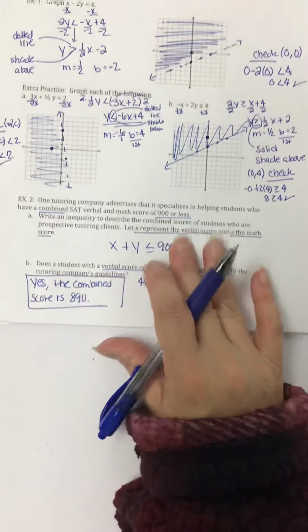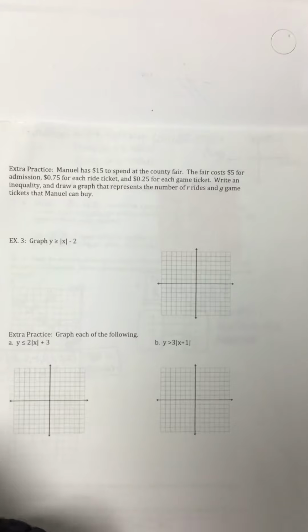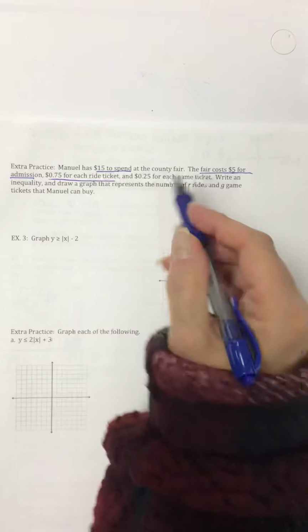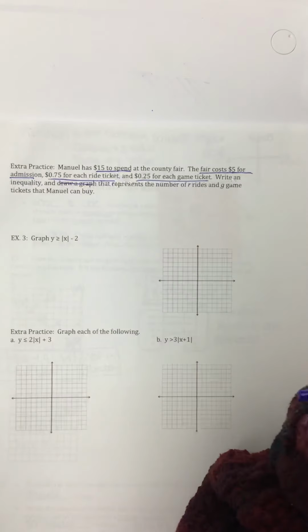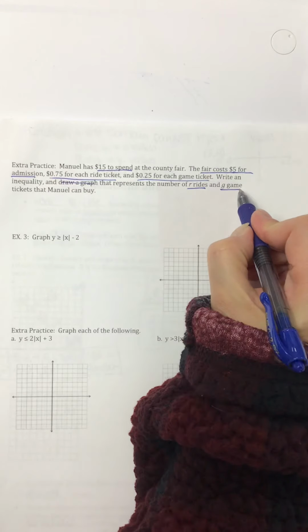Okay, that's the linear. We still need to do the absolute value. Oh, one more word problem real quick. Let's practice this one. Manuel has $15 to spend at the county fair. The fair costs $5 for admission and 75 cents for each ride, 25 cents for each game. Write an inequality and draw a graph. We're not going to draw the graph. We're just going to write the inequality that represents the number of rides R and number of games G that Manuel can buy.